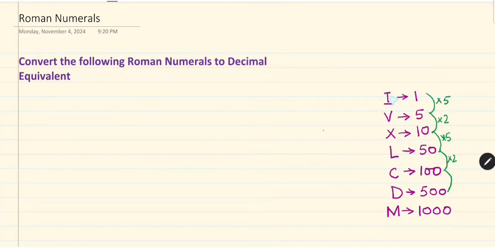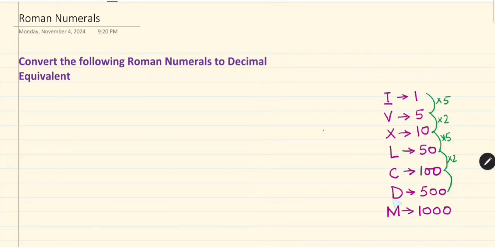It starts with I, which has the lowest value and represents the number 1, then V is 5, X is 10, L is 50, C is 100, D is 500, and M is 1000. So M has the highest value in the Roman numerals, and that's 1000.